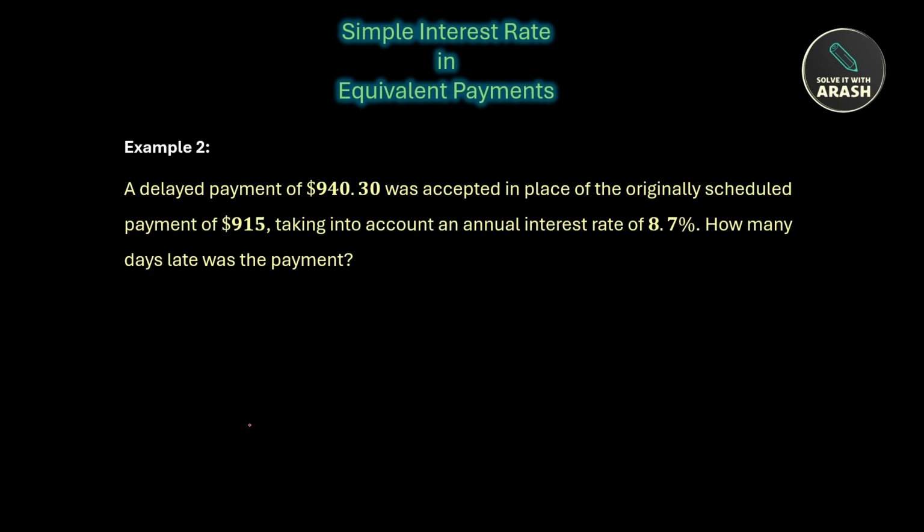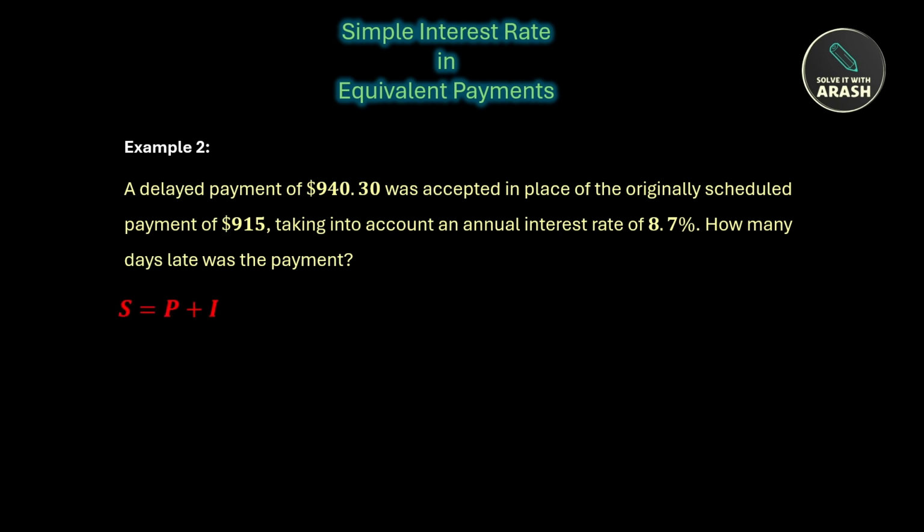A delayed payment of $940.30 was accepted in place of the originally scheduled payment of $915, taking into account an annual interest rate of 8.7%. How many days late was the payment? This question is related to the equivalent payments. When it says this amount was accepted in place of the original amount, it means these two are equivalent.